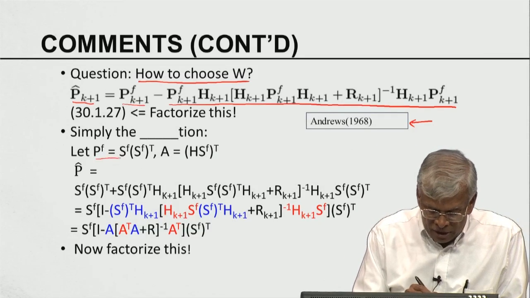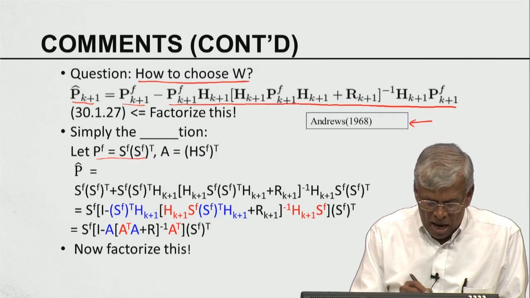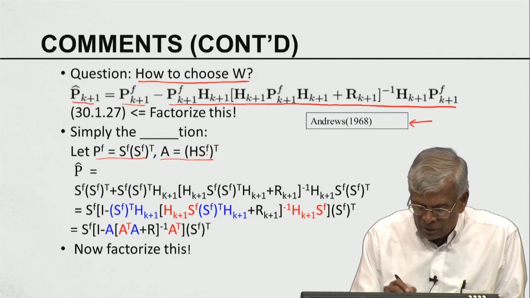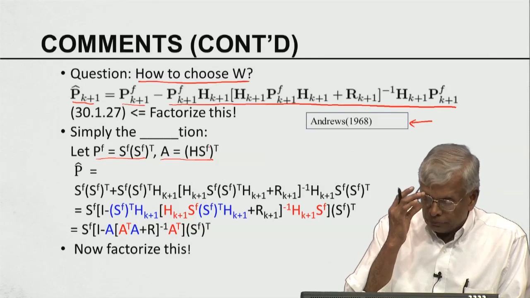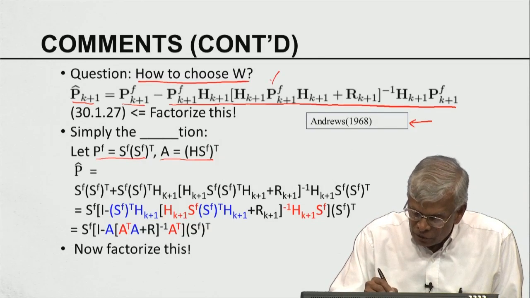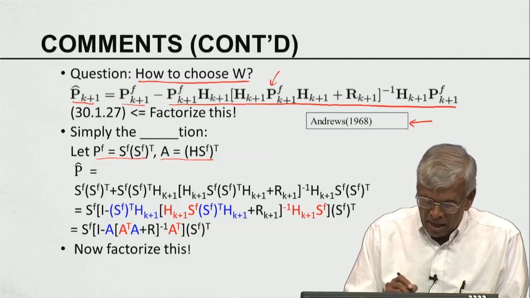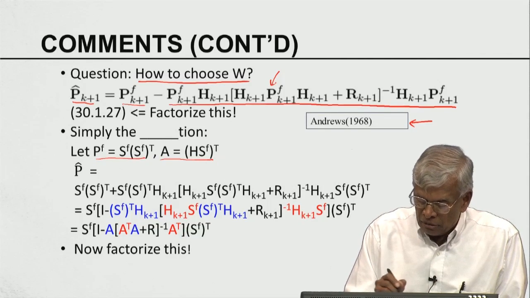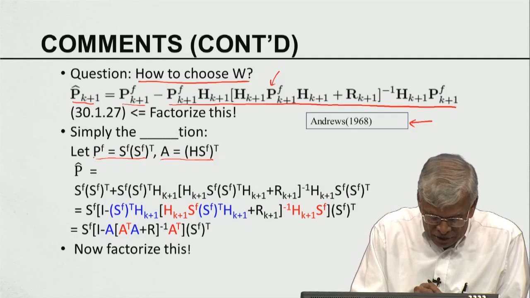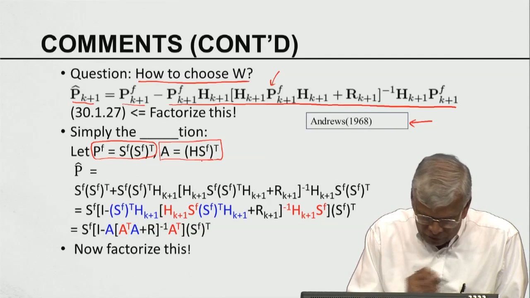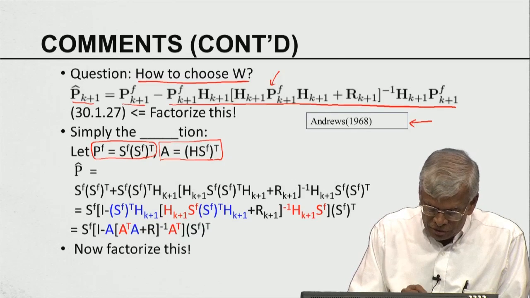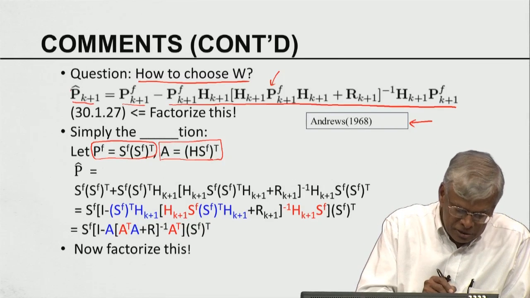So if I have a Cholesky factorization, I'm now going to call A equal to H times S_F transpose. So I'm now going to factor the forecast covariance. I'm going to define a new quantity. So this is the forecast covariance factorization. This is the new quantity A I'm going to introduce. With these changes in notation, this P hat.